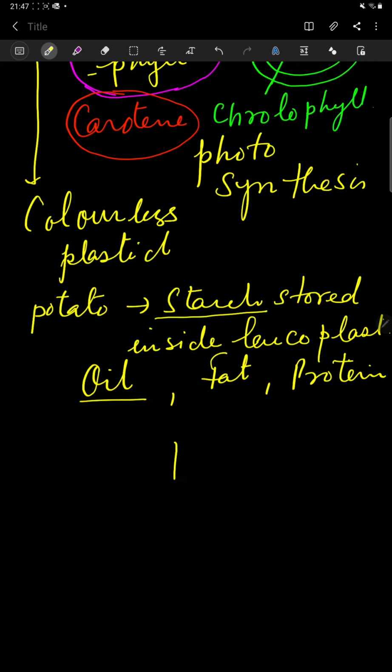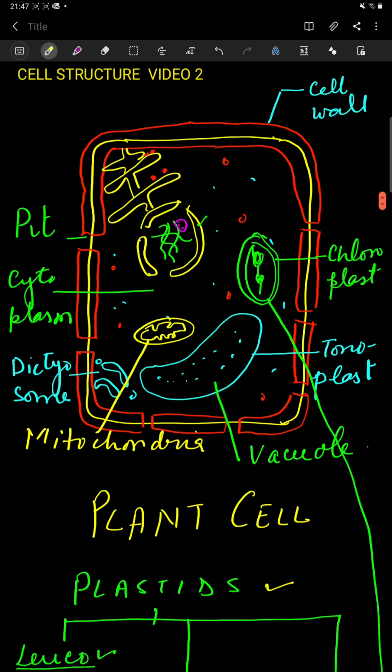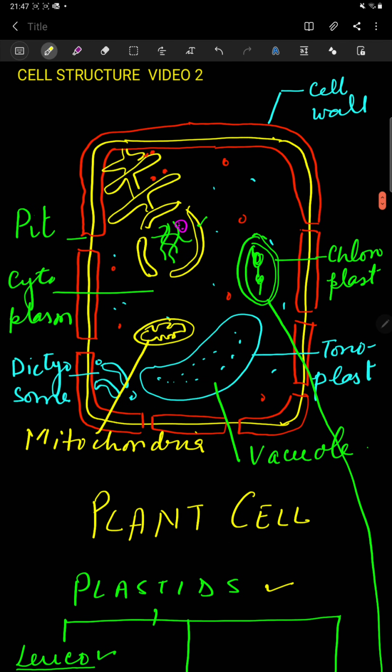So in this way, the plastids are there in the plant cell only. I have drawn only one here, the chloroplast, but these three different kinds of plastids are there in the plant cell. This is a very specific character of the plant cell. The cell wall is also specific. The cell wall is made up of cellulose, C-E-L-L-U-L-O-S-E.